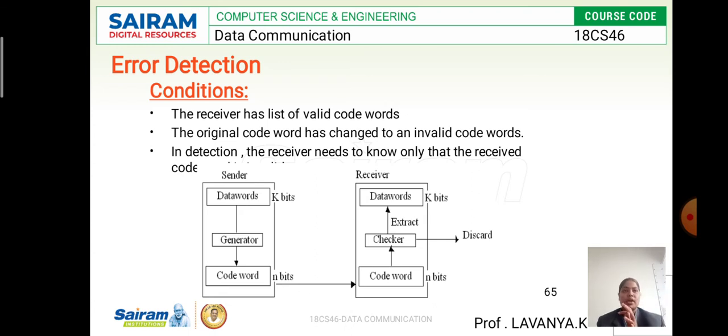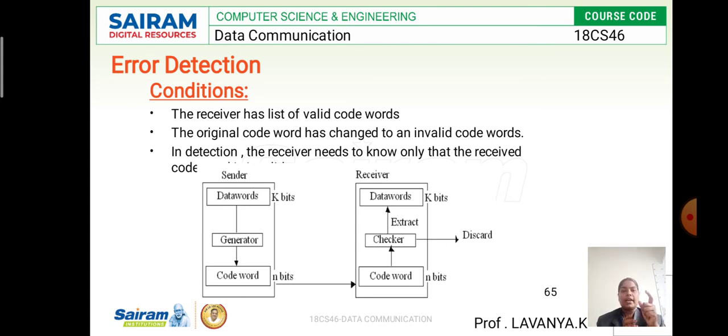These are the conditions we need to meet for the block coding mechanism. The receiver can detect the errors at the receiver side if the error changes the original code word. The first one is that the receiver has the list of valid code words, so it can find out if the original code word has changed to an invalid one.